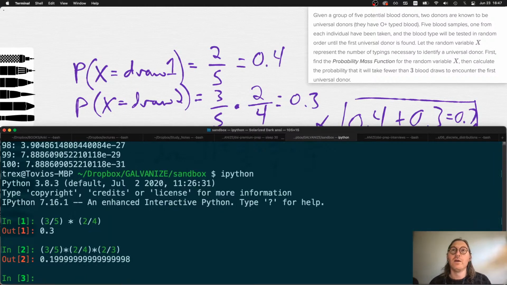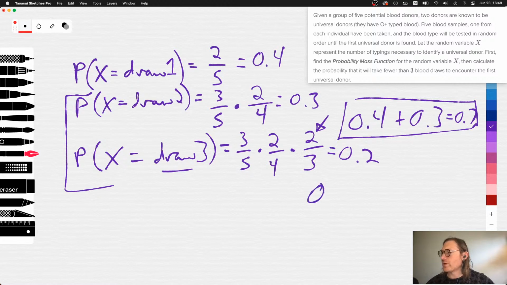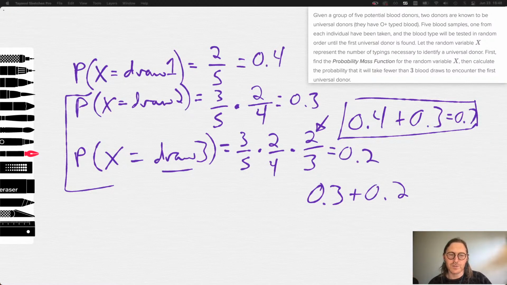So 0.199 repeating forever is what that looks like. I'm assuming we can just round that to 0.2. Oh, is that wrong? Oh, of course it's wrong. That makes sense. So this is 0.2. But 0.2 is not the answer because we're looking at between 2 or 3 draws, so this is 0.3 plus 0.2. So 0.3 plus 0.2 is going to be the probability that X happens on draw 2 or X happens on draw 3. Let me make sure that I didn't do something wrong. Oh, yep, that's it. Okay.